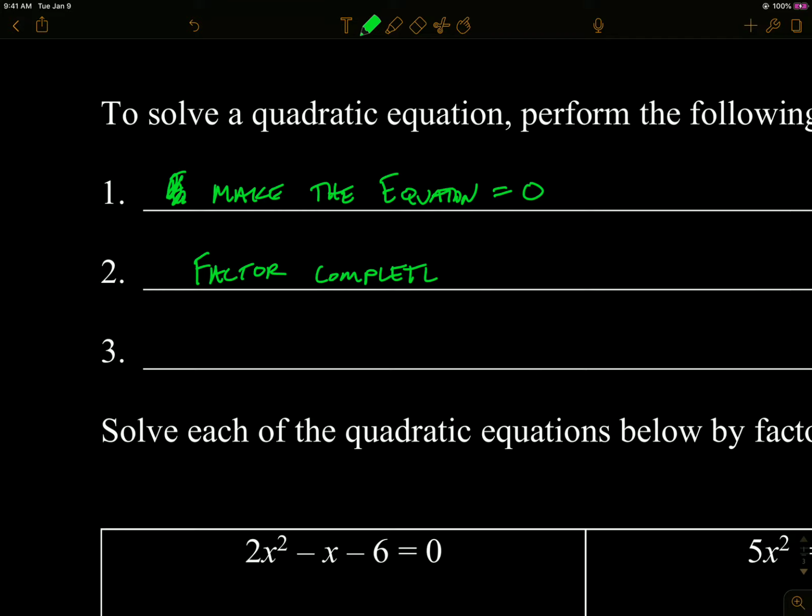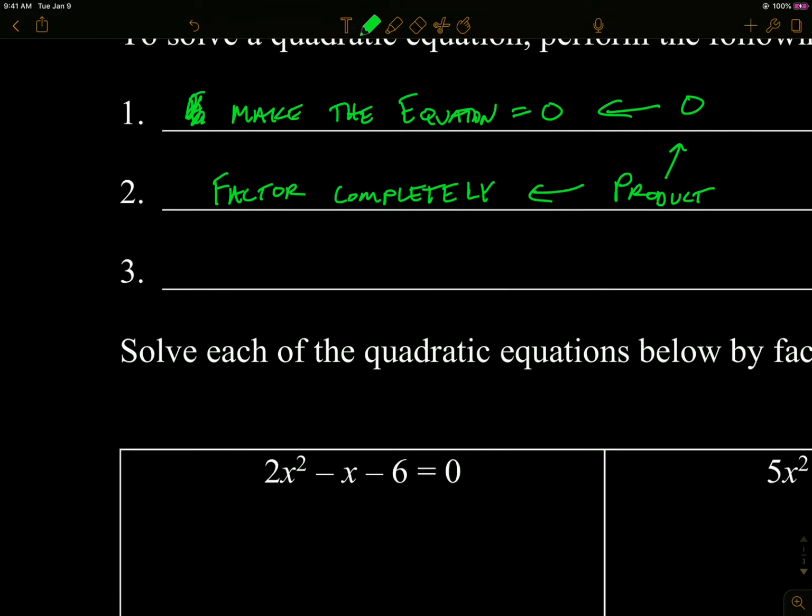That does two things. That sets us up for the zero product property. It makes this side a product. This side of the equation turns into a product, things times each other. It makes the other side 0. So then we can apply the zero product property because we have a product that is equal to 0. So the last step is to solve each factor. We set each factor equal to 0 to find all solutions.